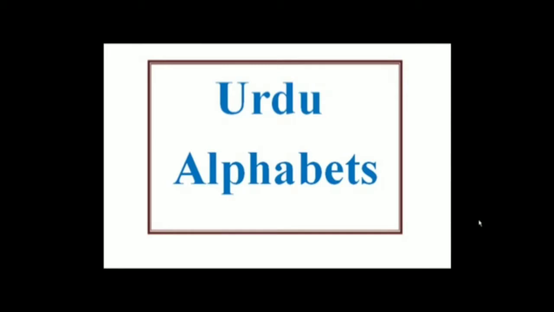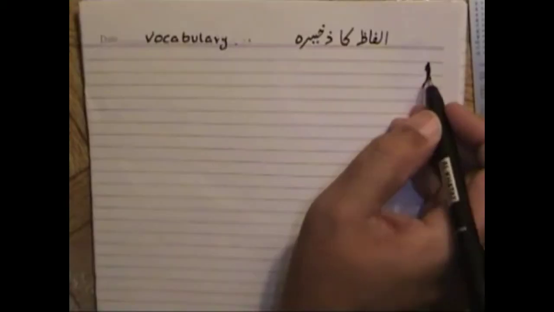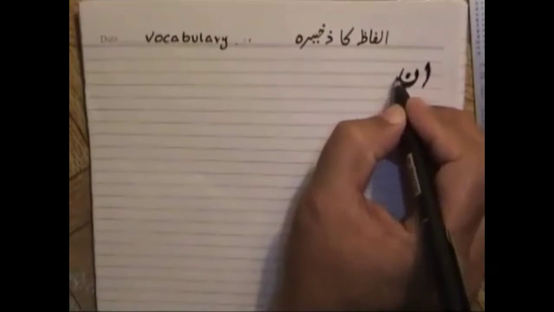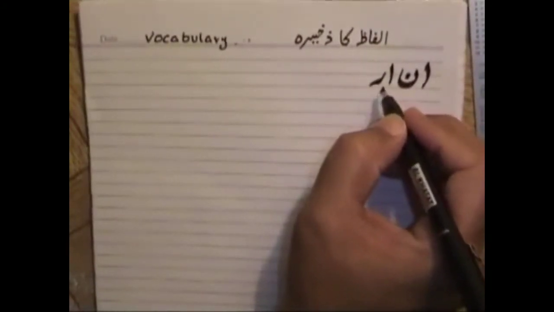In today's lesson, we will learn some vocabulary and how to use letters to produce these words. Alif, anar, pomegranate. Alif, anar. In anar, we need 4 sounds. Alif, and then an, then again alif, anna, then re, anar.